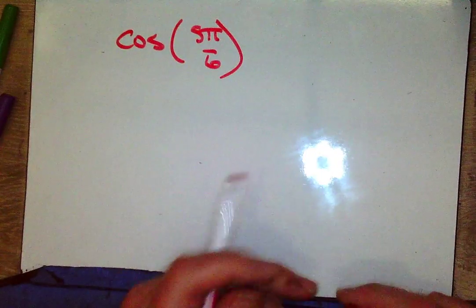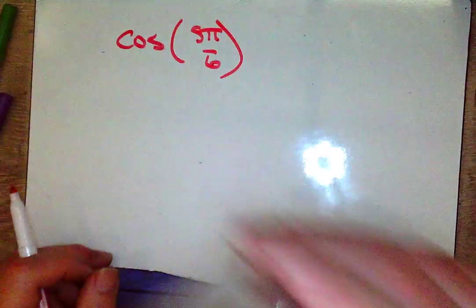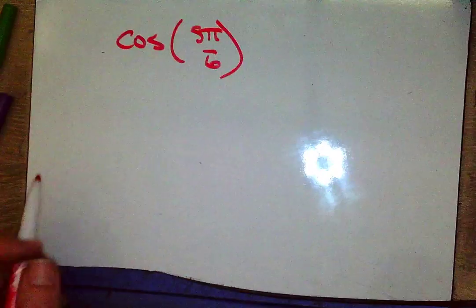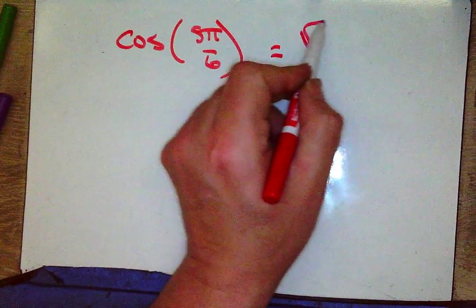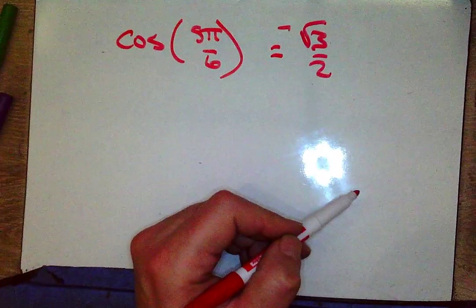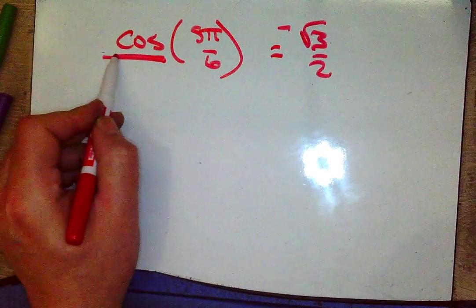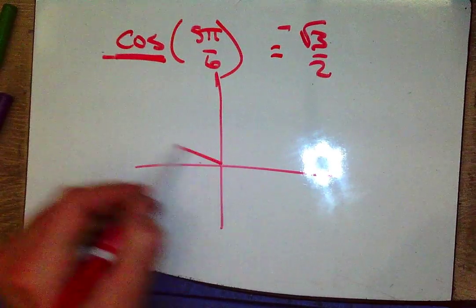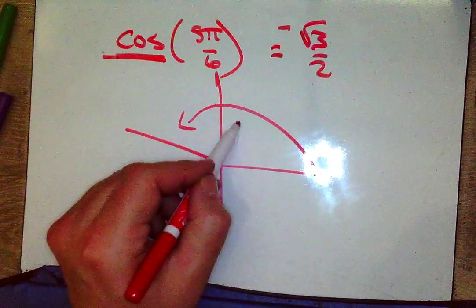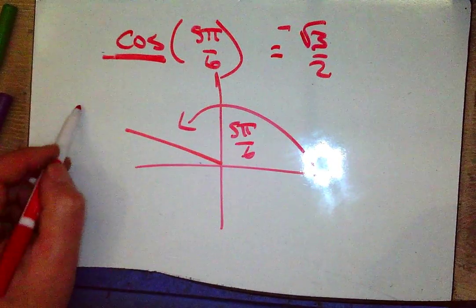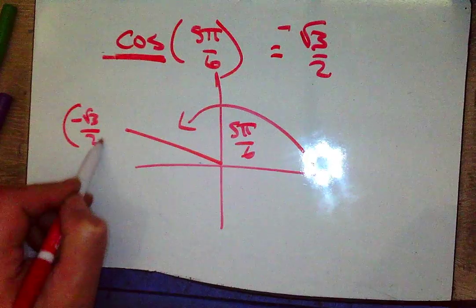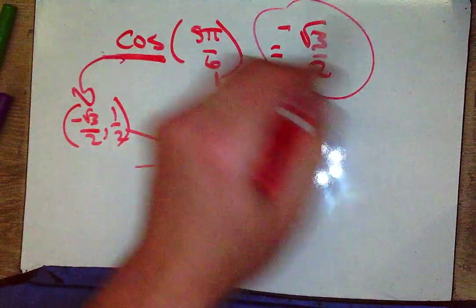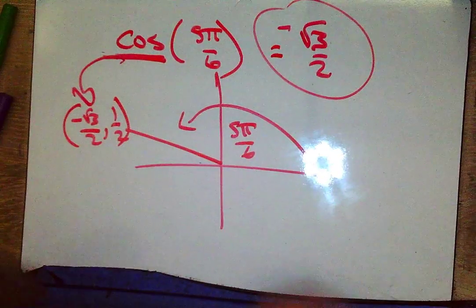Next, cosine of 5 pi over 6. 5, 4, 3, 2, 1. So I get negative root 3 over 2. How come? Because cosine is the x value on the unit circle. And when I'm thinking about the x value here at 5 pi over 6, I know that's negative root 3 over 2, comma 1/2. And since cosine is the x value, then that's what that is.